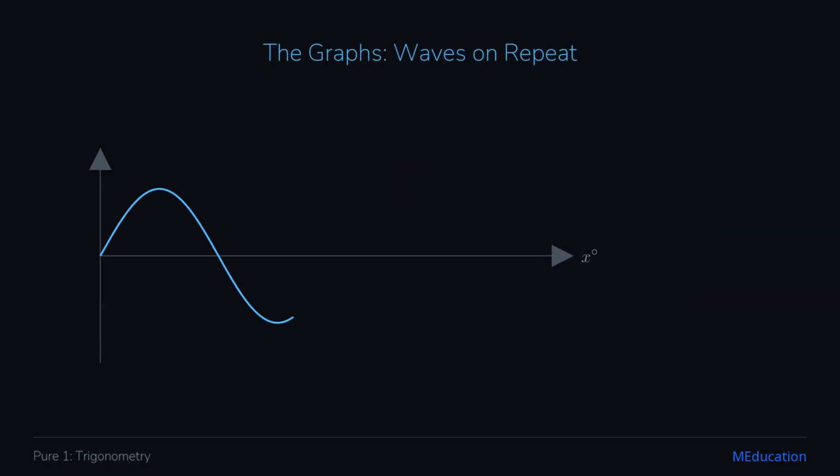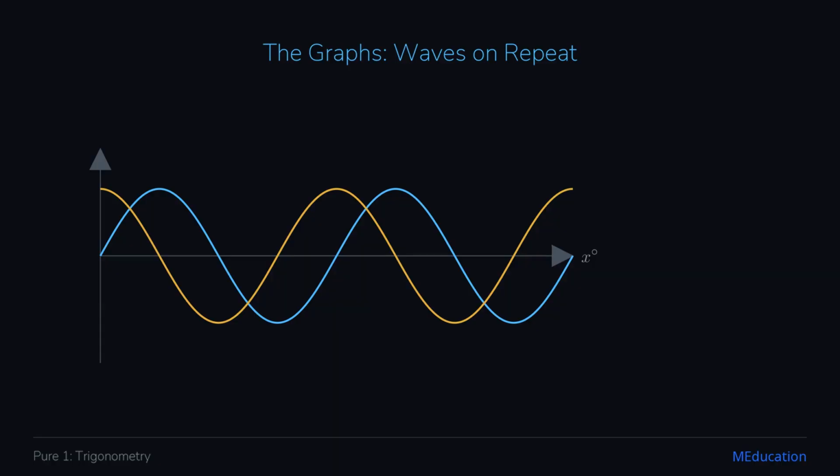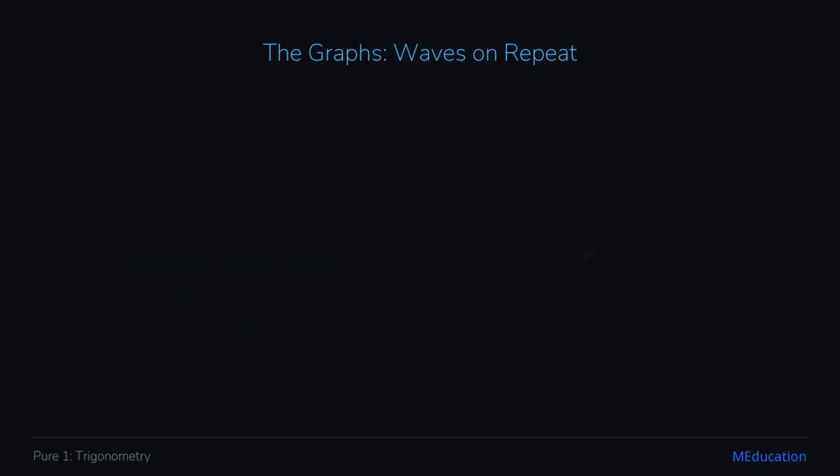Now the graphs. Sine starts at 0, cos starts at 1, otherwise they are the same wave wearing different starting positions, 90 degrees apart. Both live forever between -1 and 1, and both repeat every 360 degrees. Nothing new ever happens, that is the point.